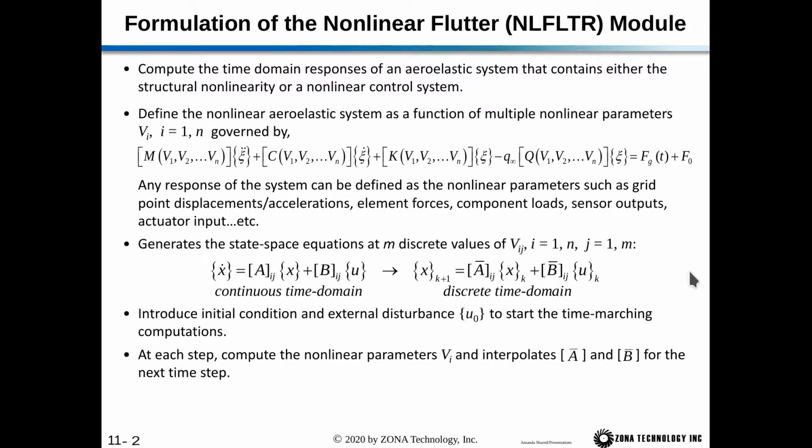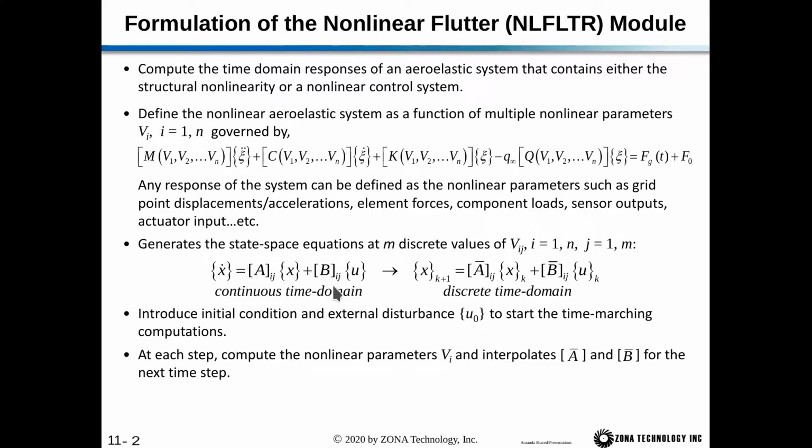So next, the nonlinear flutter module generates the state space equations at discrete values, the Vij. So this represents the 2 different nonlinear parameters. For the first nonlinear parameter, we have n discrete values, and for the second nonlinear parameter j, we have m discrete values. So we now have our x dot equals Ax plus Bu. We have n times m number of matrices. So this is the Aij matrix, and then this is the Bij matrix.